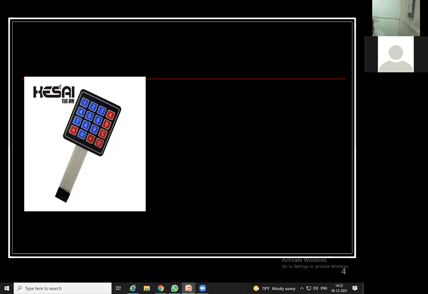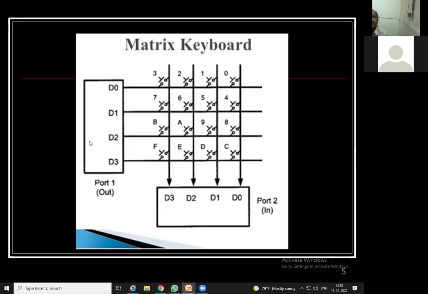This is the practical, I have taken the image of how this matrix keyboard is available in the market and how it is going to be connected to any hardware. We have seen such a keypad so many times. Here it is connected row-wise and column-wise. As you can see, port 2 and port 1 are from the 8051, and 4 pins from port 1 and 4 pins from port 2 are interconnected with the switches.